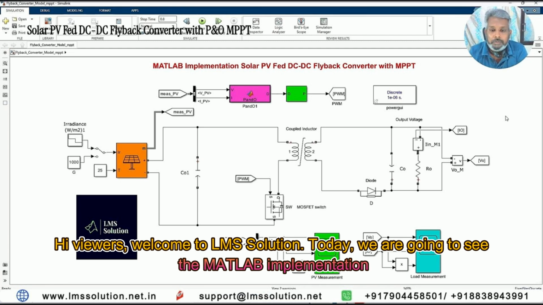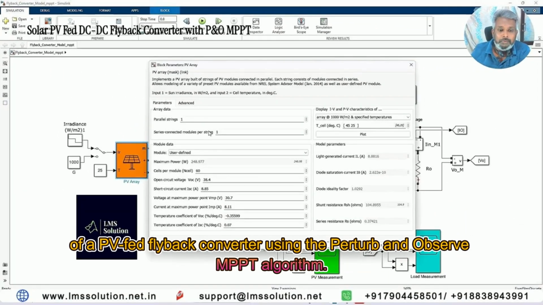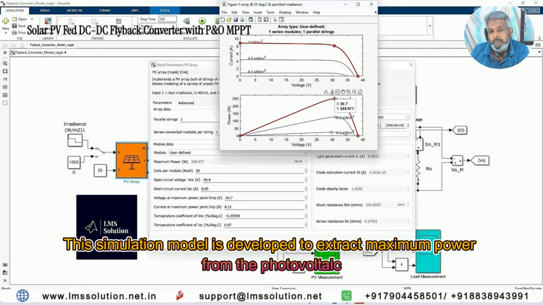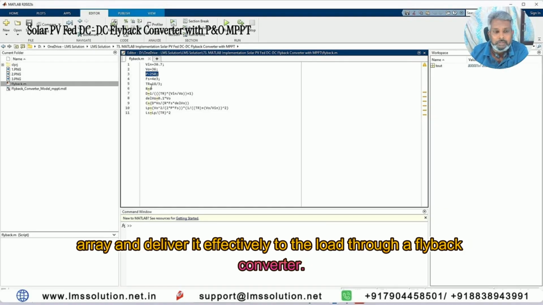Today we are going to see the MATLAB implementation of a PV-fed flyback converter using the Perturb and Observe MPPT algorithm. This simulation model is developed to extract maximum power from the photovoltaic array and deliver it effectively to the load through a flyback converter.